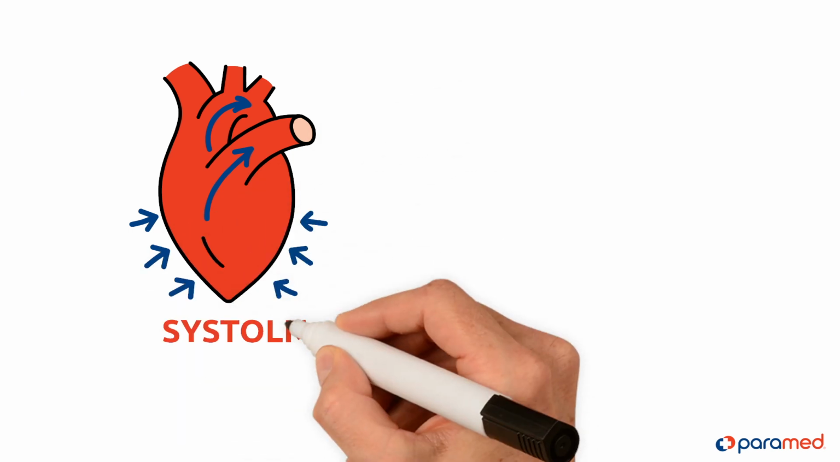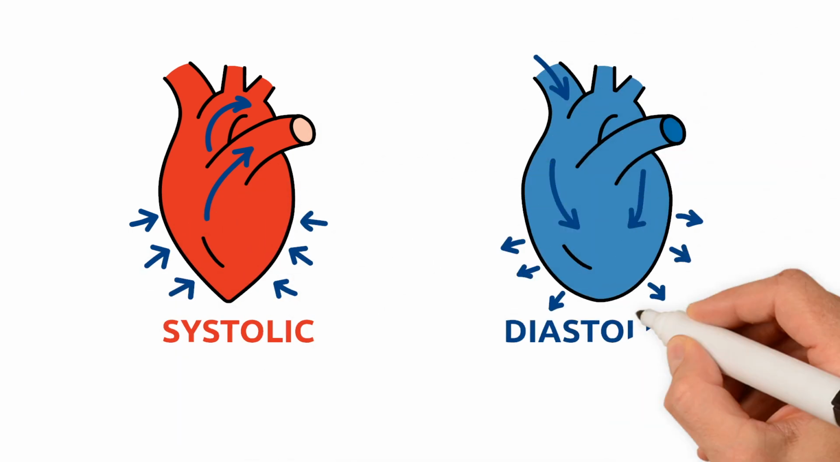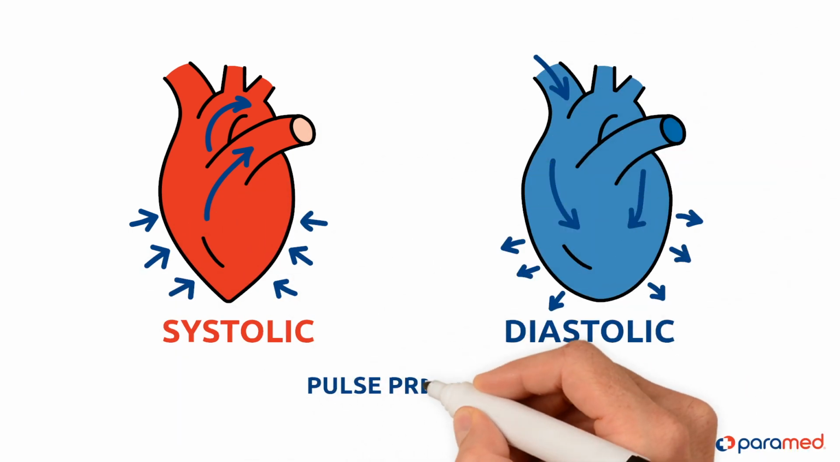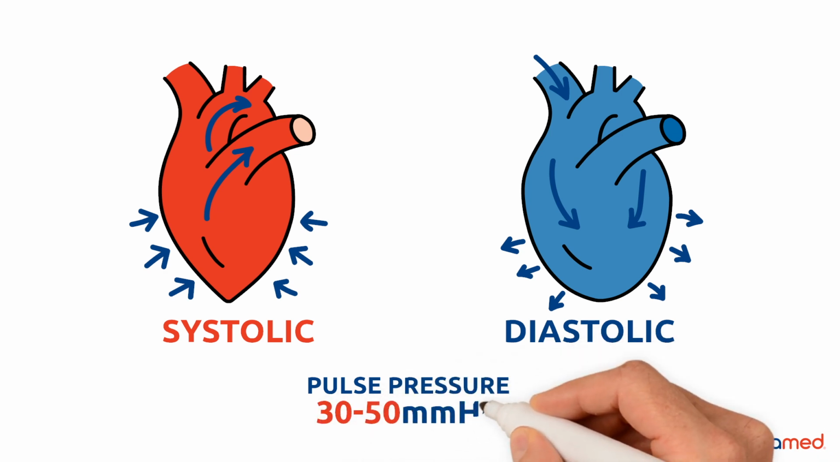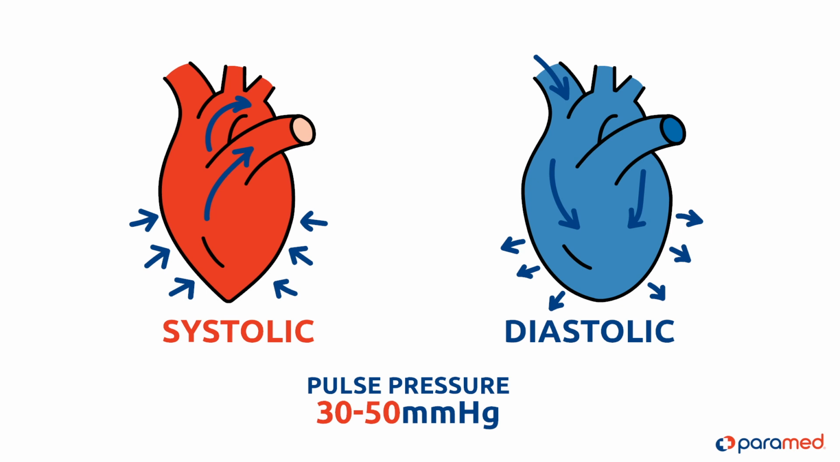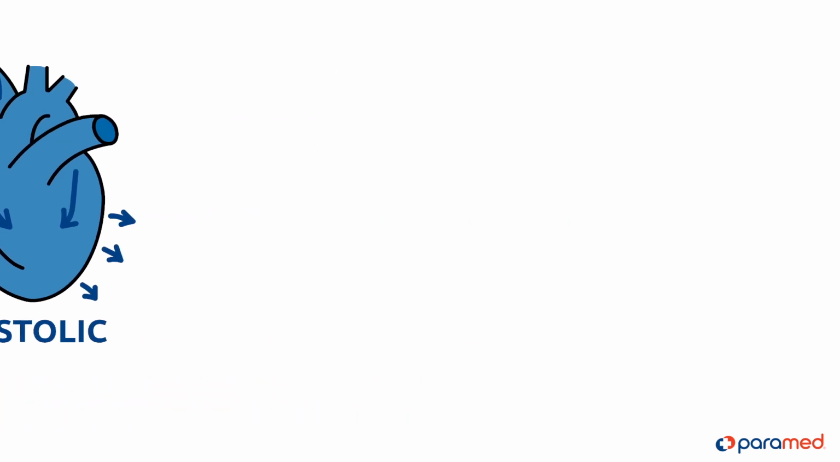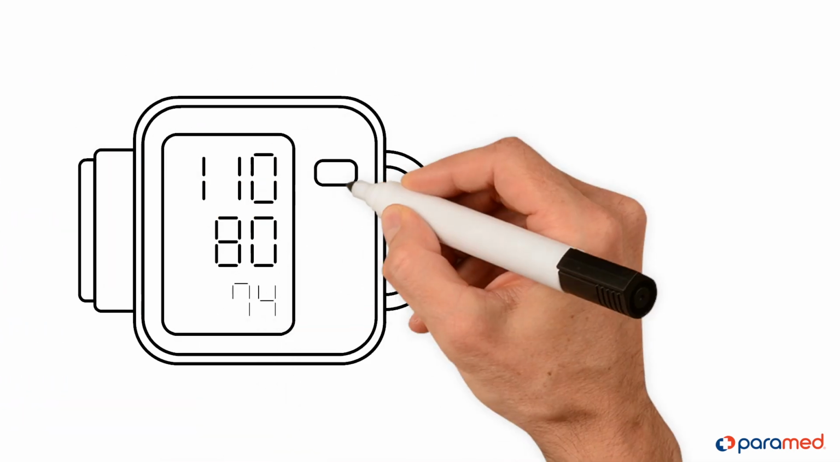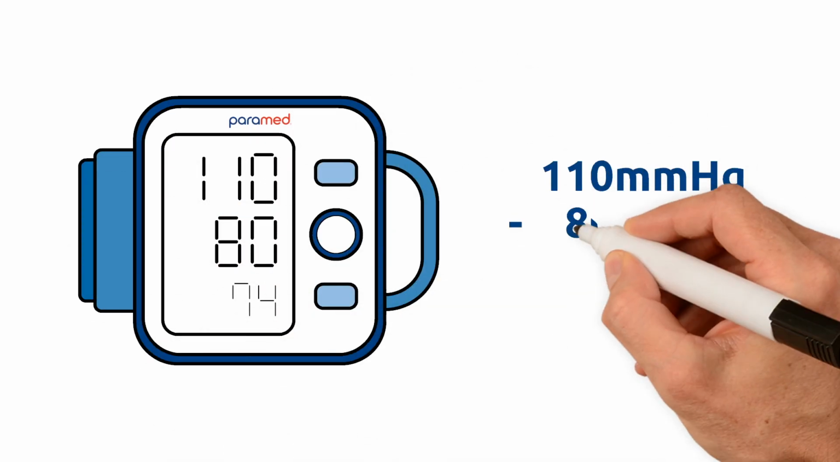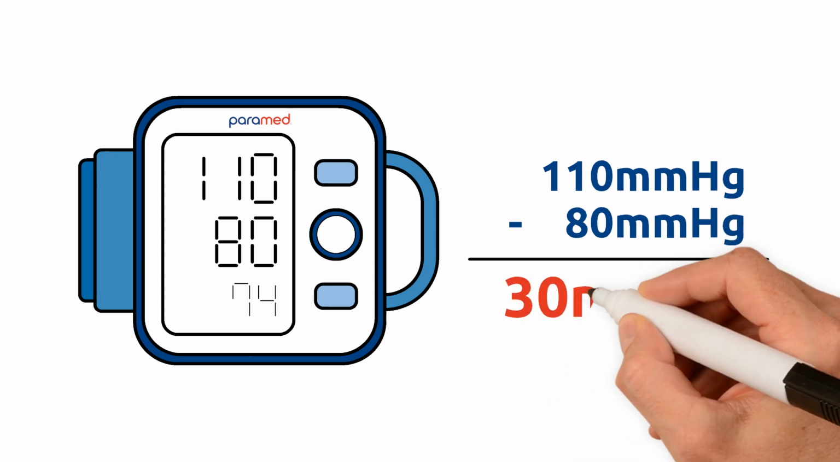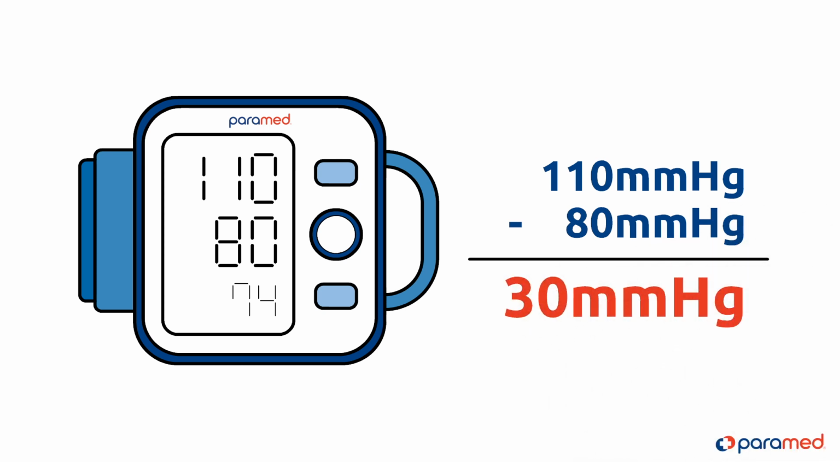What should I do if my upper blood pressure is high and my lower blood pressure is normal? The difference between your systolic or upper blood pressure and your diastolic or lower blood pressure is called your pulse pressure, and this is normally 30 to 50 millimeters of mercury. For example, if your upper blood pressure is 110 millimeters of mercury and your lower blood pressure is 80 millimeters of mercury, your pulse pressure is 30 millimeters of mercury.